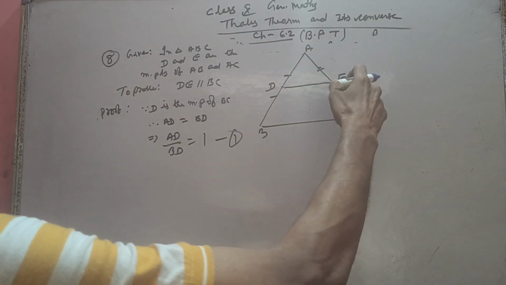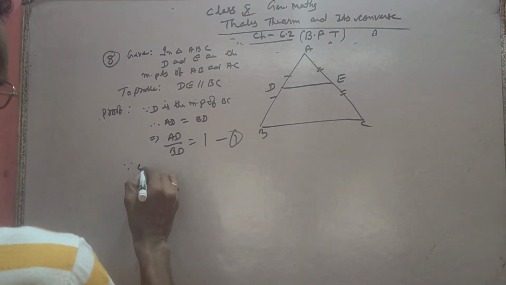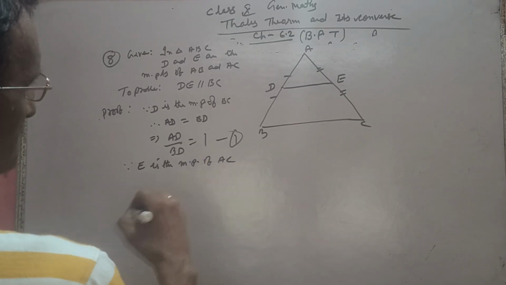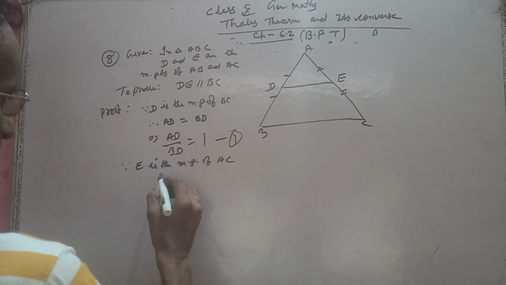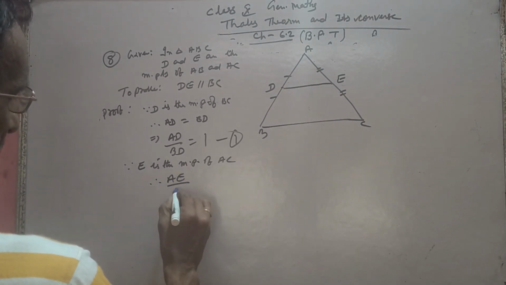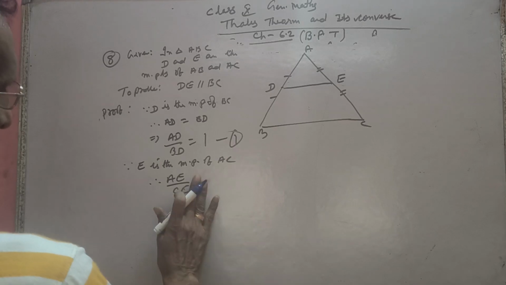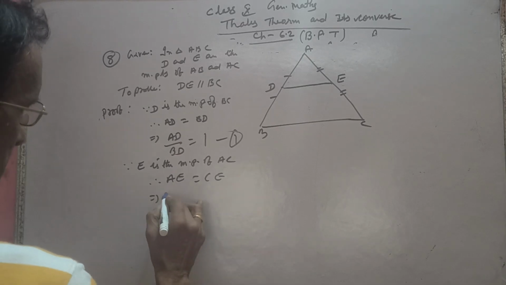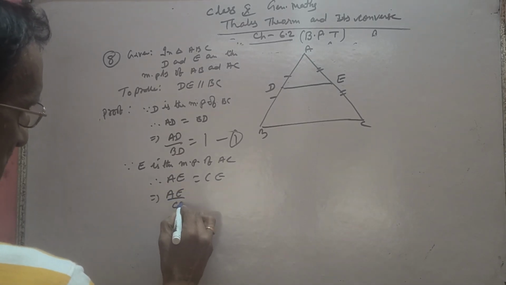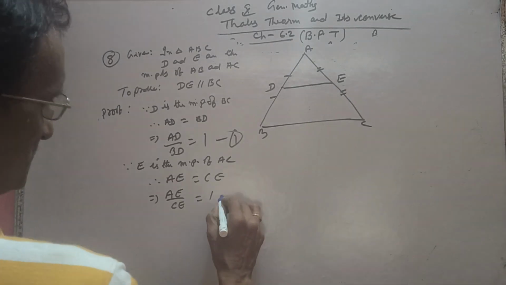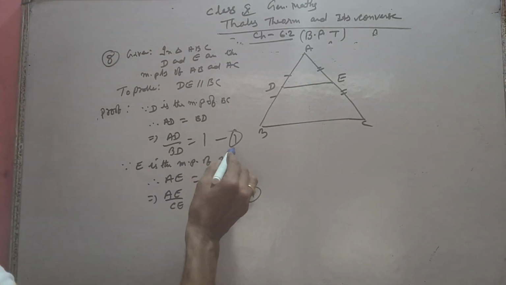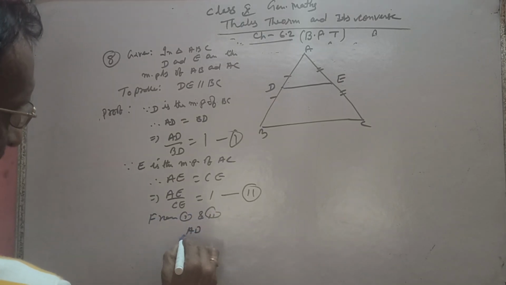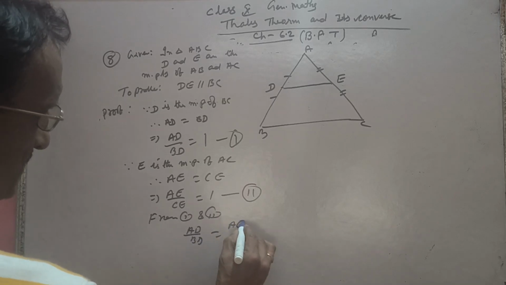Now, similarly, this is given: E is the midpoint of AC. Since E is the midpoint of AC given only, what is the meaning? AE equal to CE. Now divide both sides by CE. So AE by CE is 1. This is equation 2. See, from equation 1 and 2, what you will get? AD by BD equal to AE by CE.